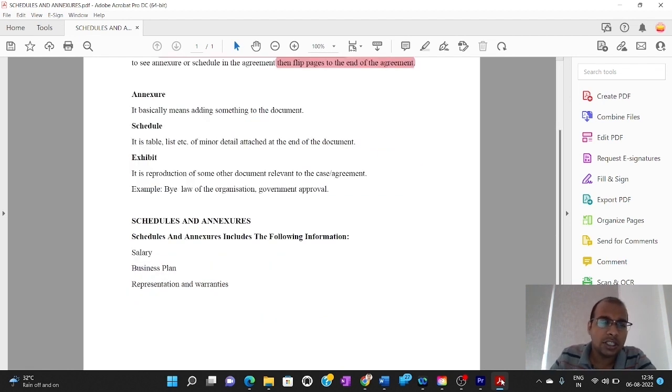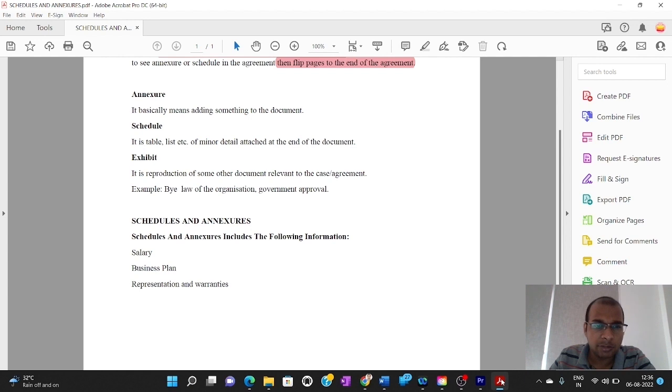Now let's see what is an annexure. Annexure basically means adding something to the document that is relevant to the agreement. A schedule is a table or a list of minor details which are often attached at the end of the agreement. Exhibit. An exhibit is a reproduction of some other document which is relevant to your agreement or to your case, for example, the bylaws of an organization or a government approval.